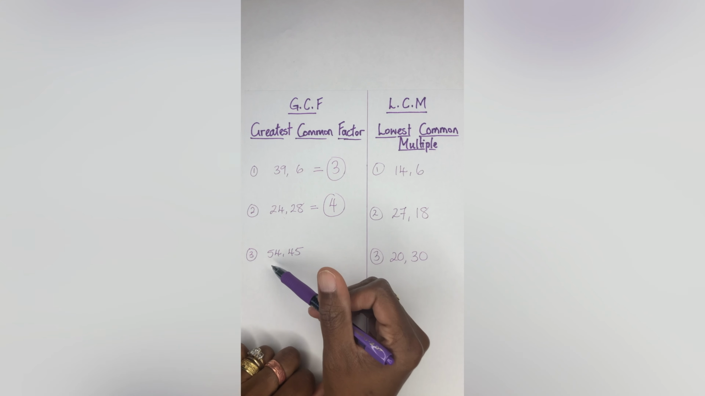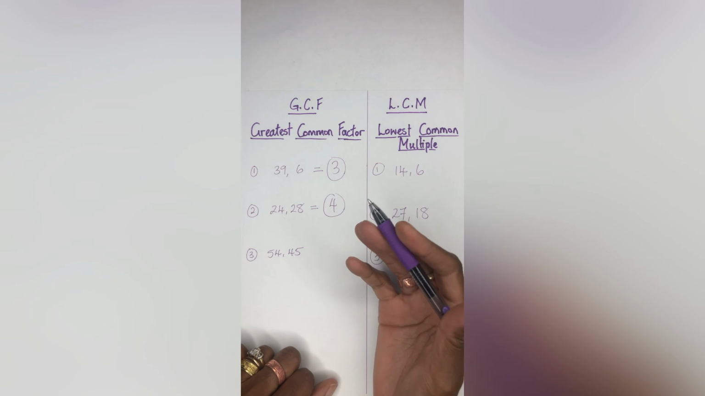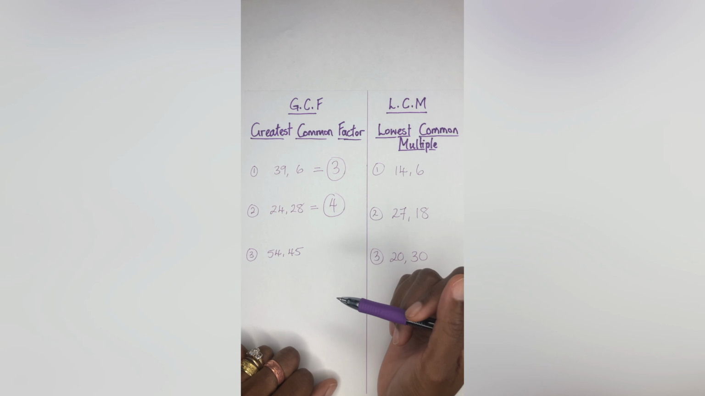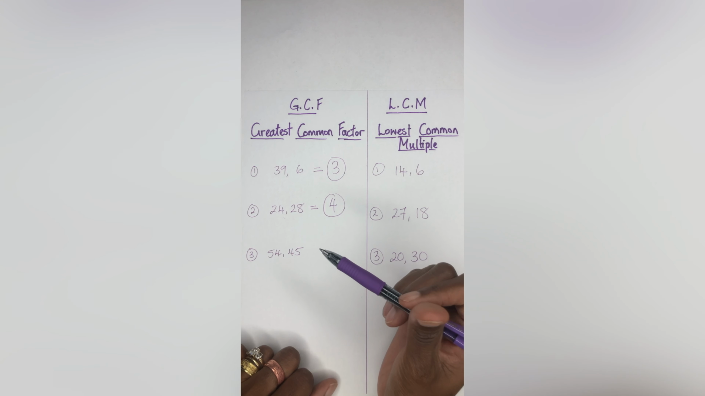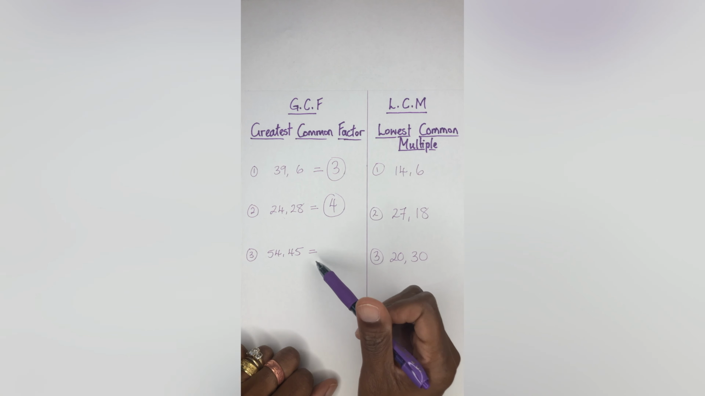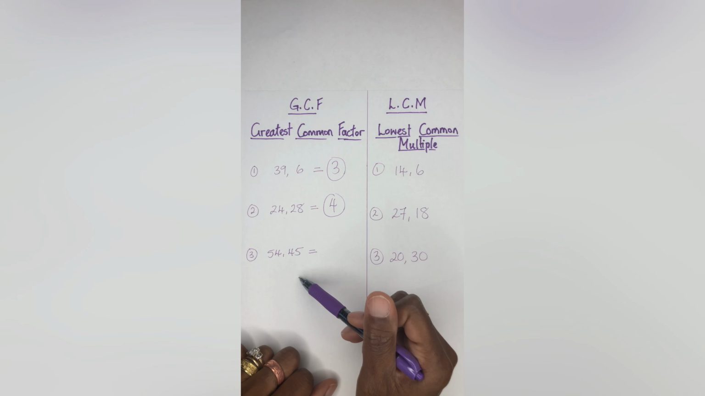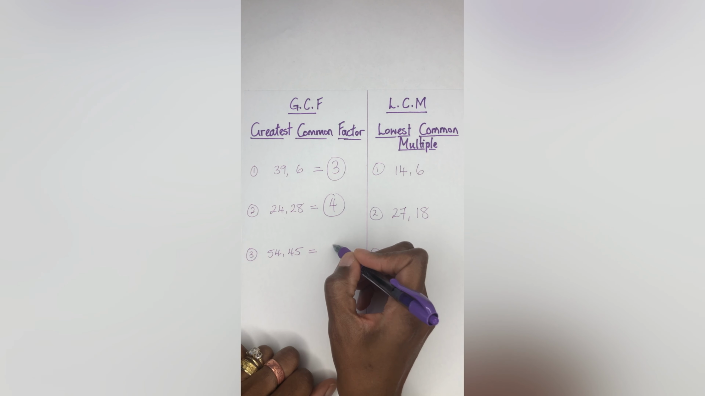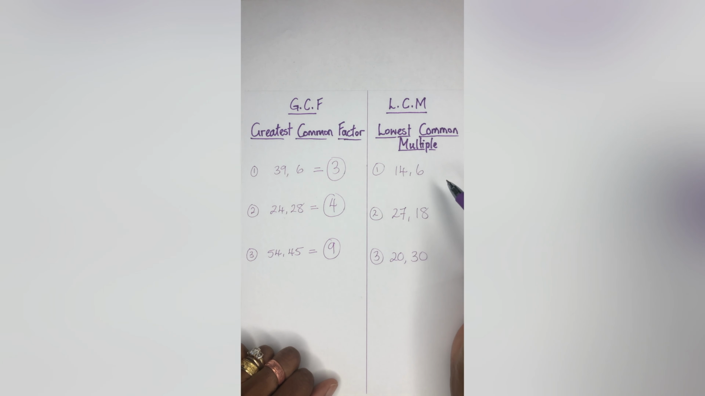And what about this one? We have 54 and 45. So you're thinking of your times tables. With math, times tables is always attached in some form or another, right? So think of your multiplication. All right, what number can go up into these? What's the greatest number that can go into 54 and 45? It is, come on, 9. There you go.